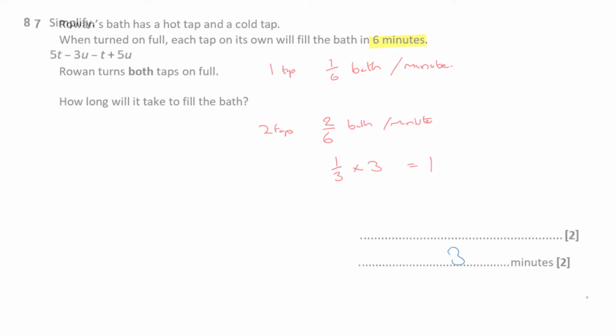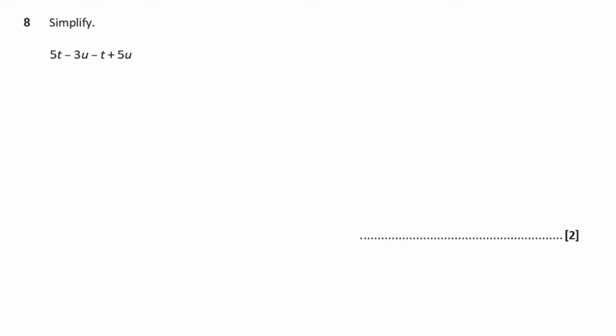Okay. Question 8, simplify 5t minus 3u minus t plus 5u. Okay, so we're going to collect like terms here. We've got terms in t and we've got terms in u. Okay, so collecting the t's together, I've got 5t minus t. Now notice when I highlighted these, I highlighted the sign that went in front of them too, because they belong to the sign that follows. So that should read 5t minus t. So that's 4t for the yellow ones, for the t's.